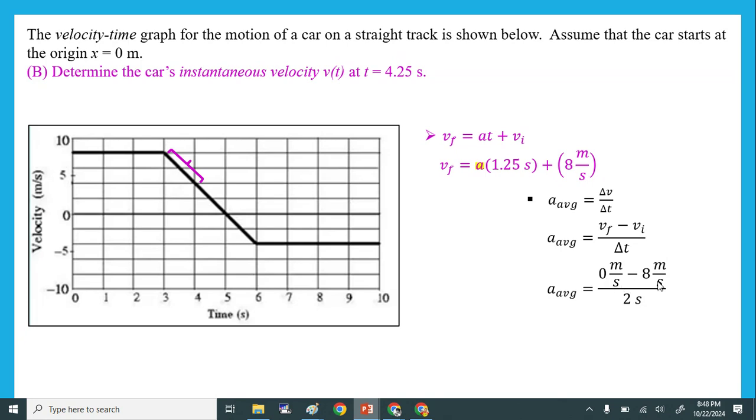So therefore, it'd be 0 minus 8 divided by just 2 seconds. So 0 minus 8 is negative 8. Negative 8 divided by 2 is negative 4. So the acceleration here is negative 4 meters per second squared, which makes sense.